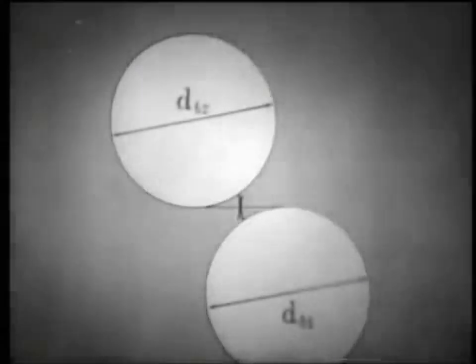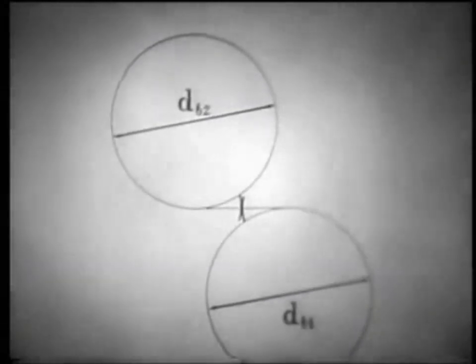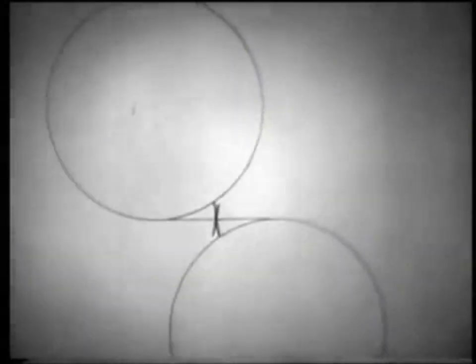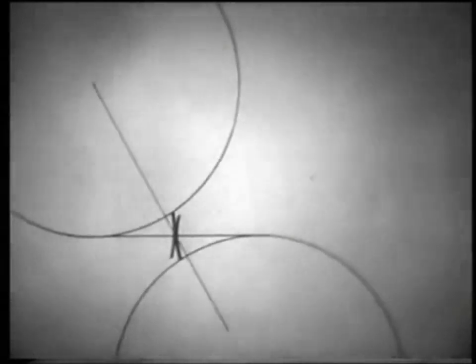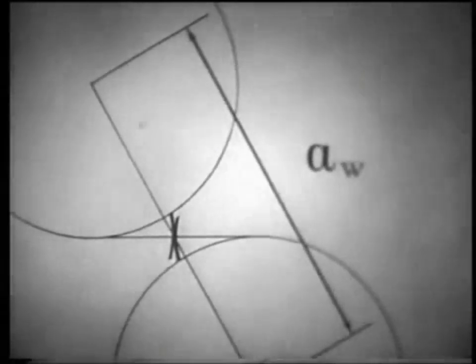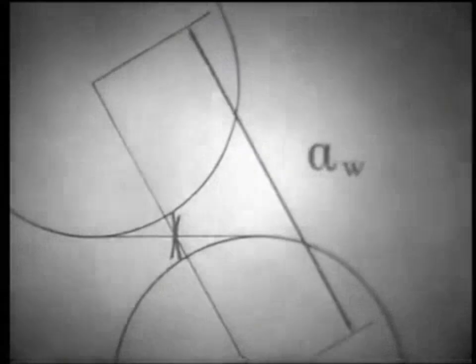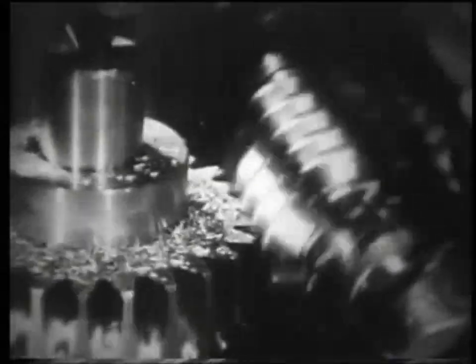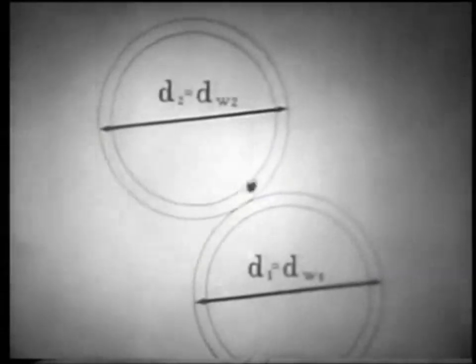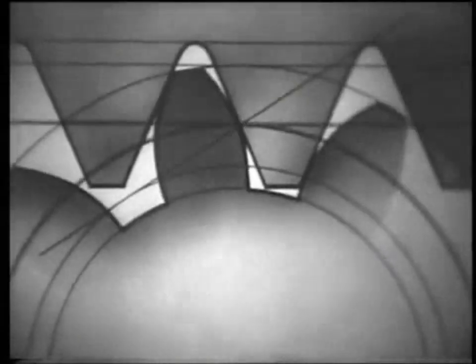Denote the diameters of the base circles dB1 and dB2, and the center distance A. The circle along which the tool is rolled during cutting is the pitch circle, and the circle along which the wheels are rolled during rotation is the initial circle. These circles, D1 and D2, coincide for gears without displacement.